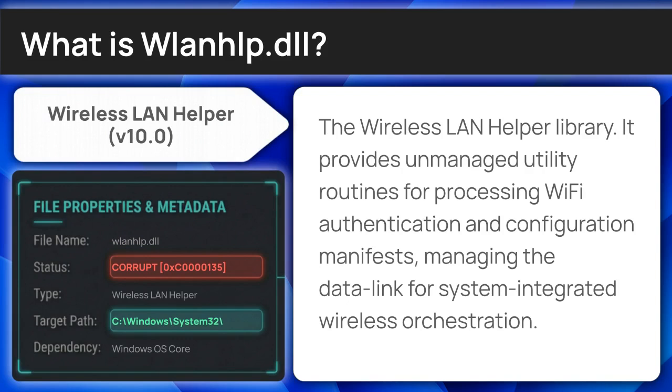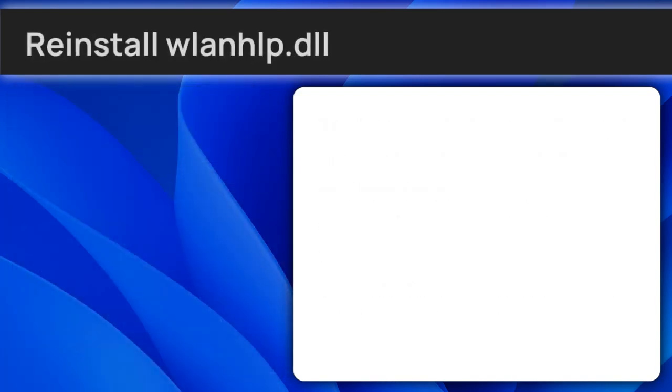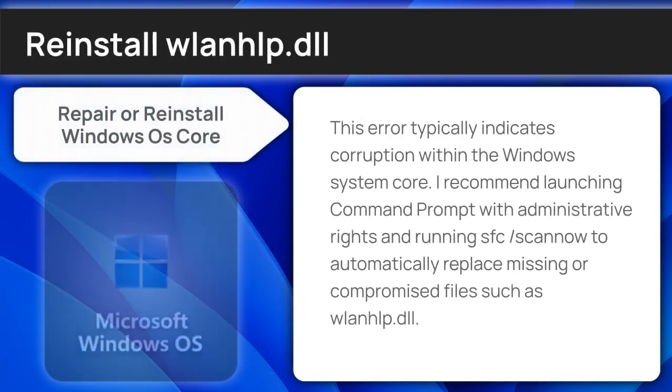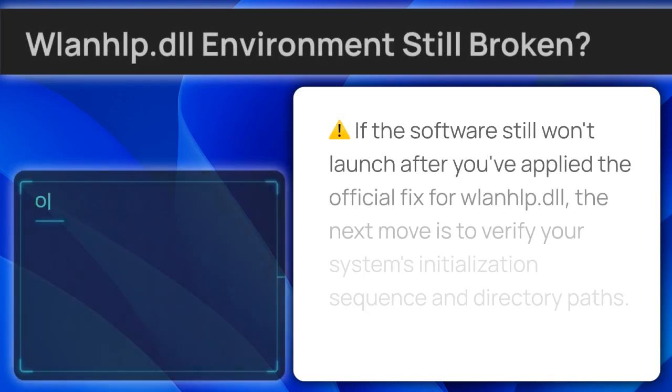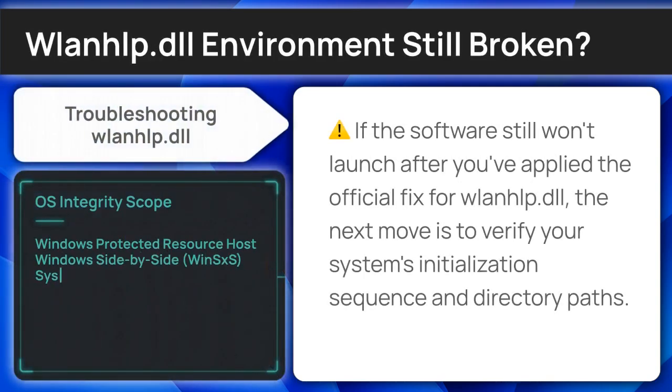Now that the background is clear, let's walk through the actual installation steps. This error typically indicates corruption within the Windows system core. I recommend launching command prompt with administrative rights and running sfc /scannow to automatically replace missing or compromised files, such as Wlanhlp.dll. Should the file remain missing after a reinstall, we need to ensure that the operating system is forced to re-index its shared library paths.